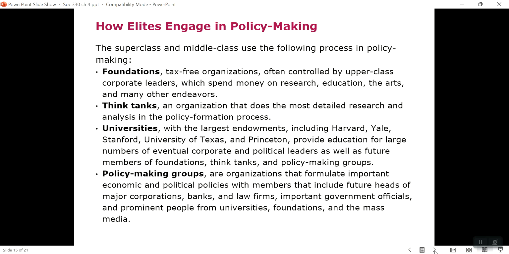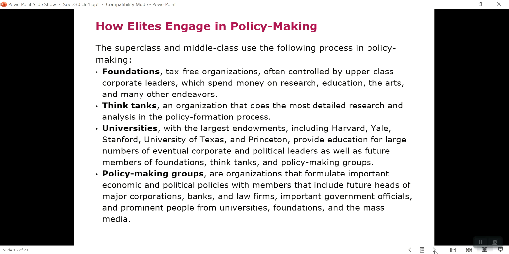People who are in the super class, and maybe even the upper middle class, I wouldn't say middle class, but the upper middle class, are typically engaged in either being on the board of these particular things or working at these particular places. So that's really, say, super class and upper middle class. That's a typo there. So foundations.